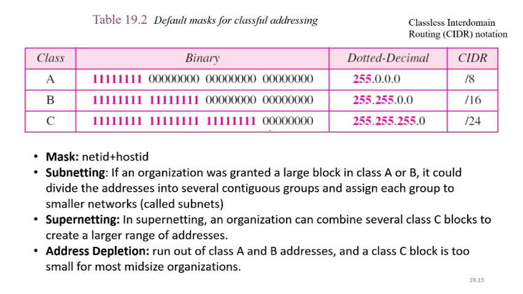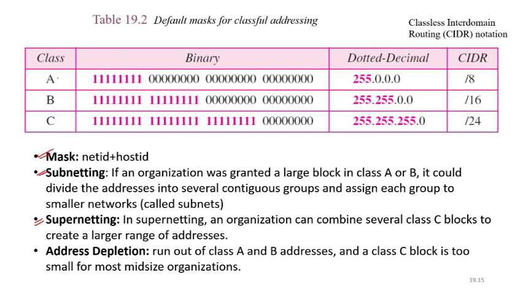So that's why there is a requirement of a new addressing system that is called classless addressing. Before going into classless addressing, there are points called mask, subnetting, and supernetting. These points we will just see. In a mask, a class is given.